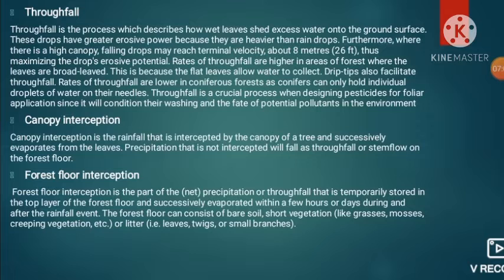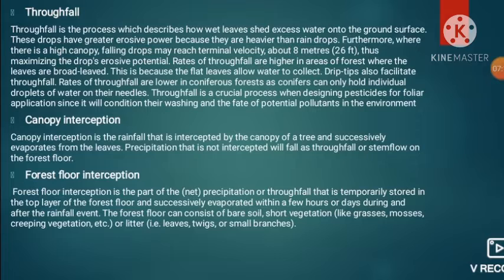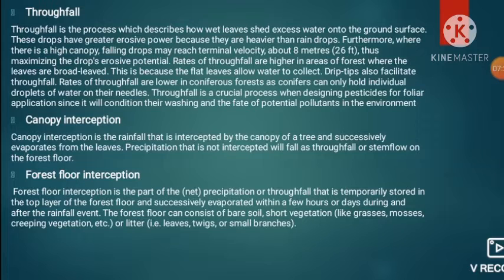Forest floor interception. Forest floor interception is the part of the net precipitation or true fall that is temporarily stored in the top layer of the forest floor and successively evaporated within a few hours or days during and after the rainfall event. The forest floor can consist of bare soil, short vegetation like grasses, mosses, creeping vegetation, etc., or litter, leaves, twigs, or small branches.